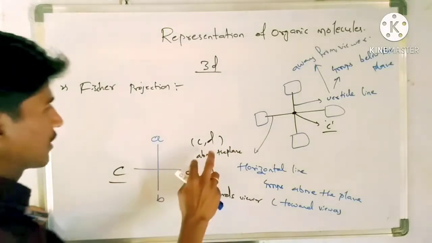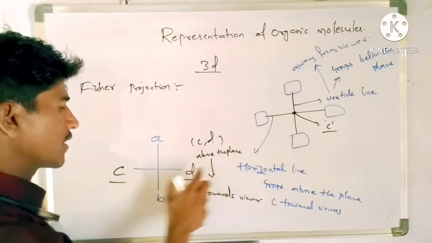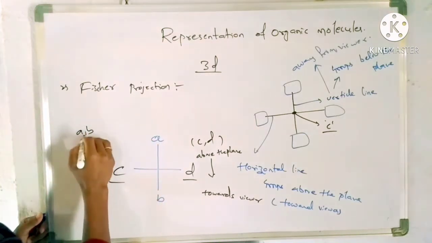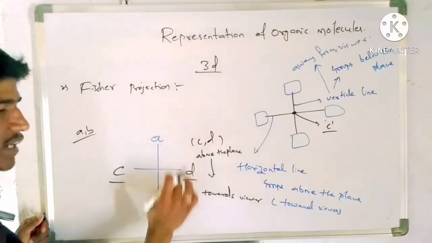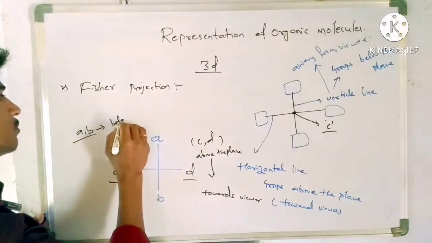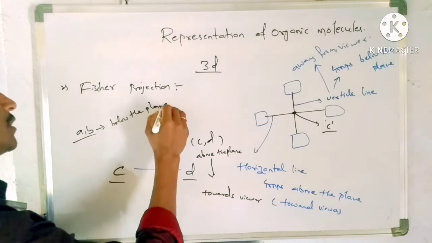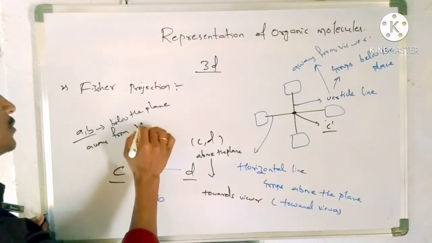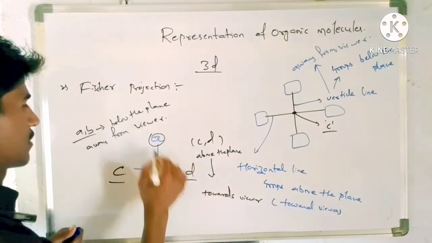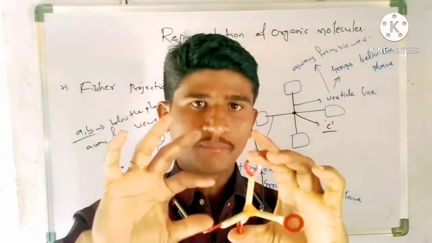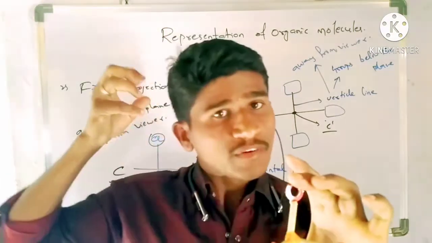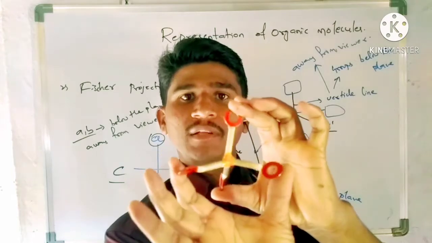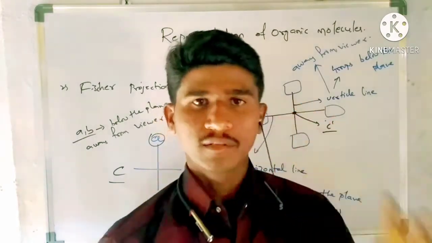Okay. Now whatever the groups on the horizontal line, that is C and D, are above the plane, means towards the viewer. And these two, A comma B, which are present on the vertical line, are below the plane, means away from the viewer. So what is that? A and B. Okay. So this is the definition. Whatever groups are away from the observer, means below the plane, they are on the vertical line. Whatever groups are above the plane, they are on the horizontal line. Okay, right.